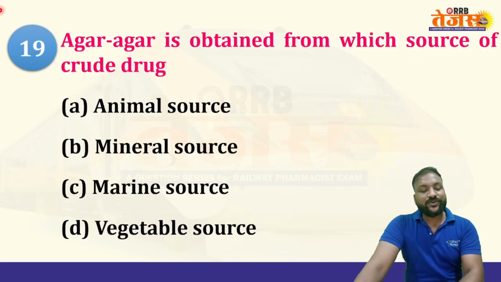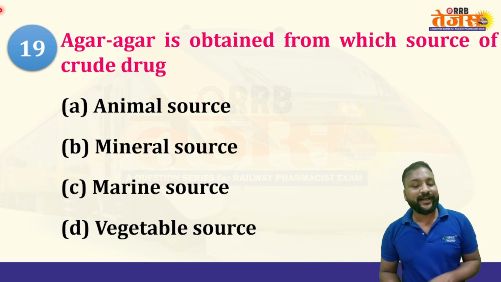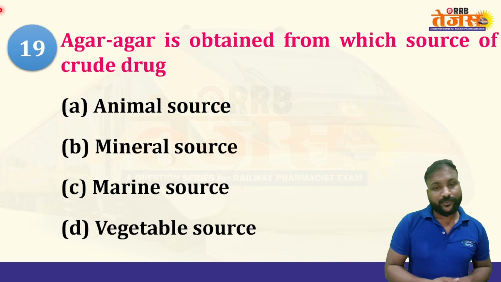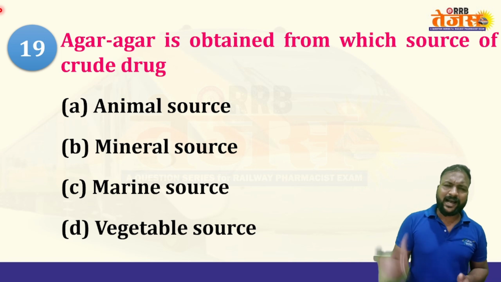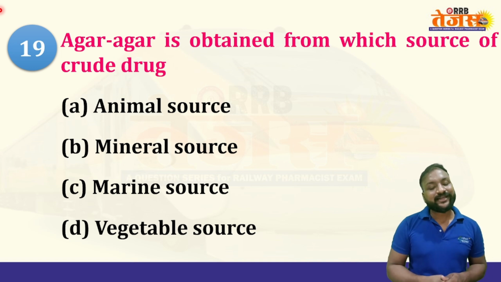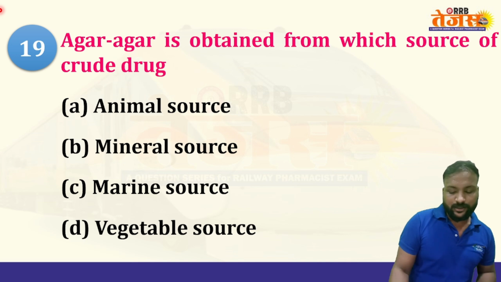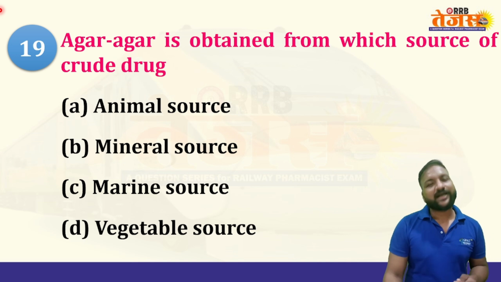Now we'll go for the next question. 19th question in the series. Agar is obtained from which source? Option A, animal, option B, mineral, option C, marine, and option D, vegetable source. You need to tell me the right answer.